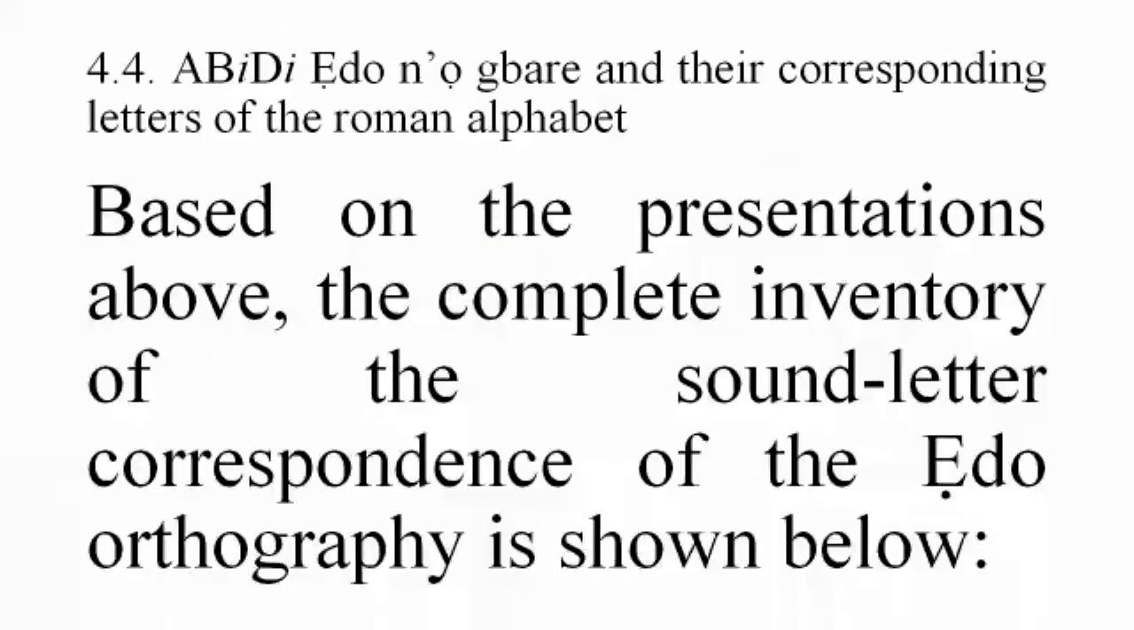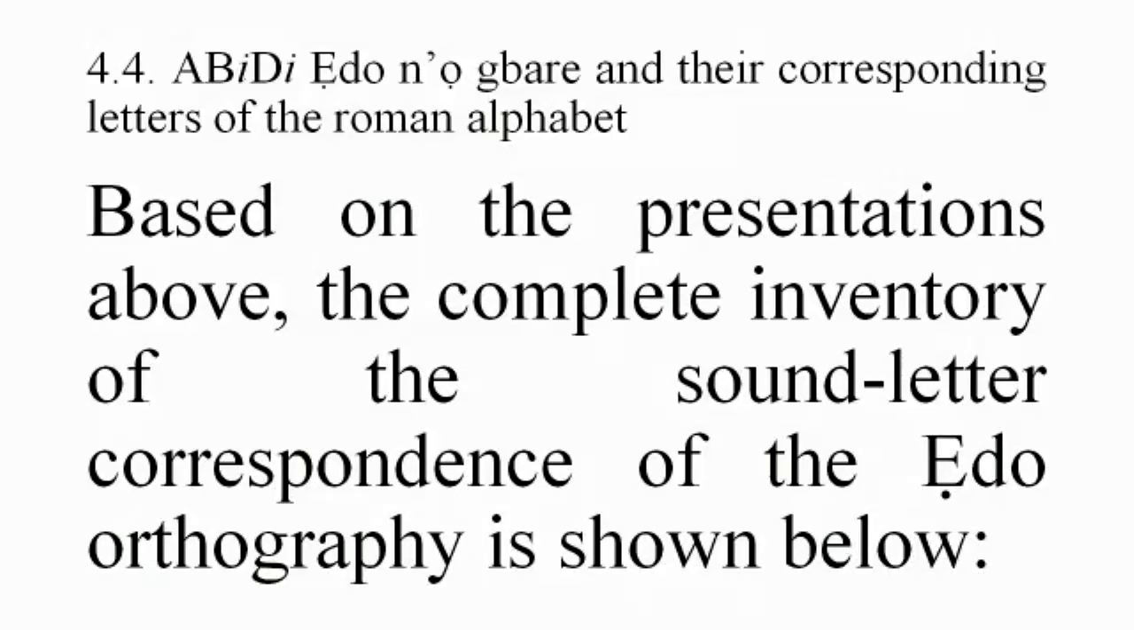Now we have X-rayed all the sounds, the 39 sounds in the language, isn't it? And we have been able to apply, on a one sound, one letter basis, the letters of the alphabet to represent each of the 39 sounds. That is a correct orthographic system. And that is why here we have ABiDi Edo and their corresponding letters of the alphabet. So let us see that.